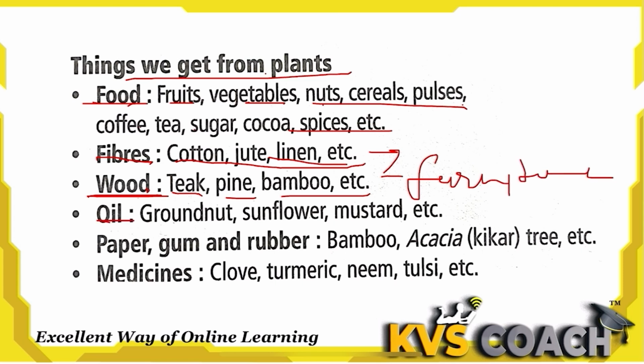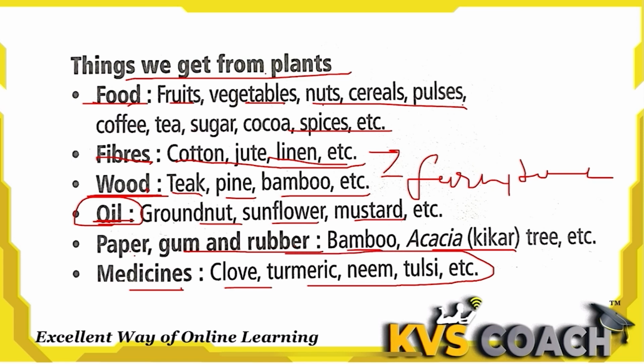Oil. I am talking about edible oil. Groundnut oil, sunflower oil, mustard oil we use in our kitchen. So we get oil from the plant. Paper, gum and rubber. From bamboo, from kikar tree, we get paper, gum and rubber from the plant. Next is medicine. Medicine is the clove, turmeric, neem, tulsi. These are the medicinal plants we get from the plant and we use it as our medicine.